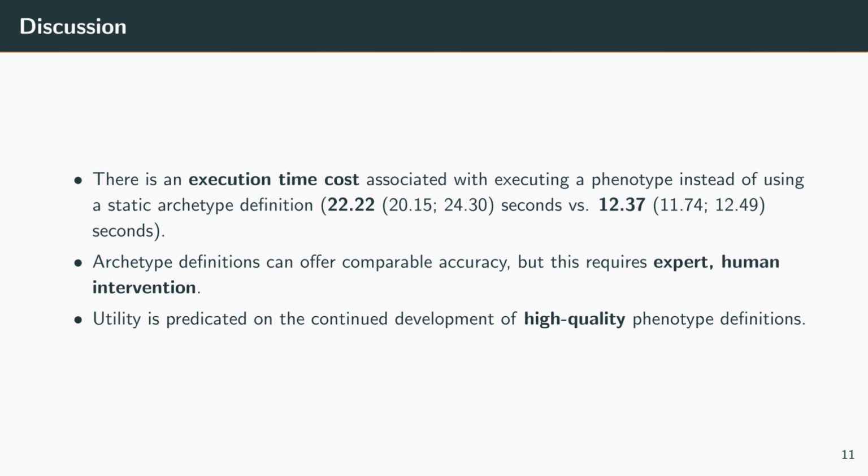There are some things to think about in terms of these results. The first is the fact that when we use phenotypes, there is an execution time cost. This is because executing these slightly more complicated entities does take longer, and this is something that we found as part of our simulations. The second is to note that the use of archetypes is not entirely static. They can be updated during a trial to address some of the issues that we've seen, but this does require expert human intervention. And of course, the utility of adding things like PHEM to TRANSFoRm is predicated on having high-quality phenotype definitions continue to be developed by the community. Thank you very much.